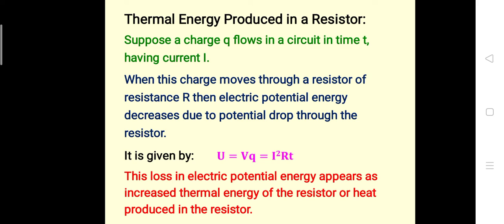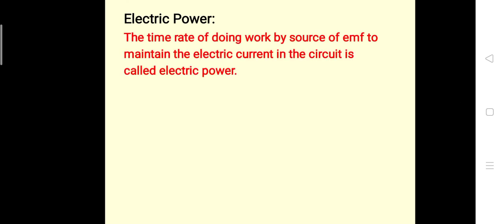Next is electric power. The time rate of doing work by the source of EMF to maintain the electric current in the circuit is called electric power. Simply you can say electric power is the time rate of doing work. It is denoted by P, that is equal to W upon t, and this is also equal to VI.